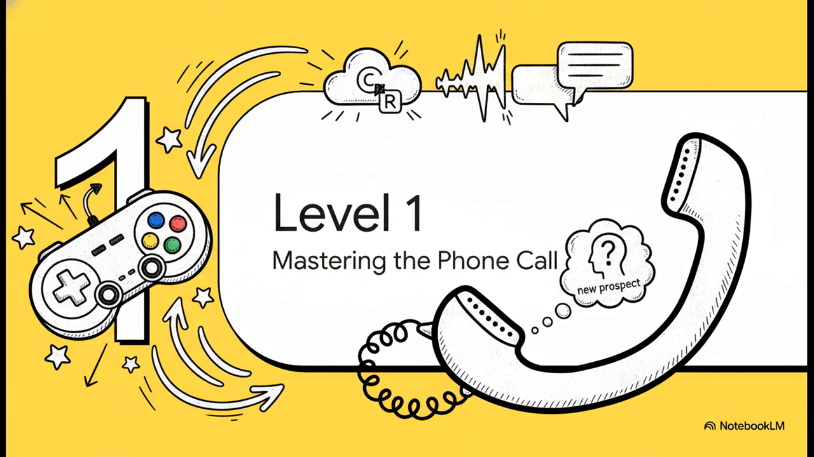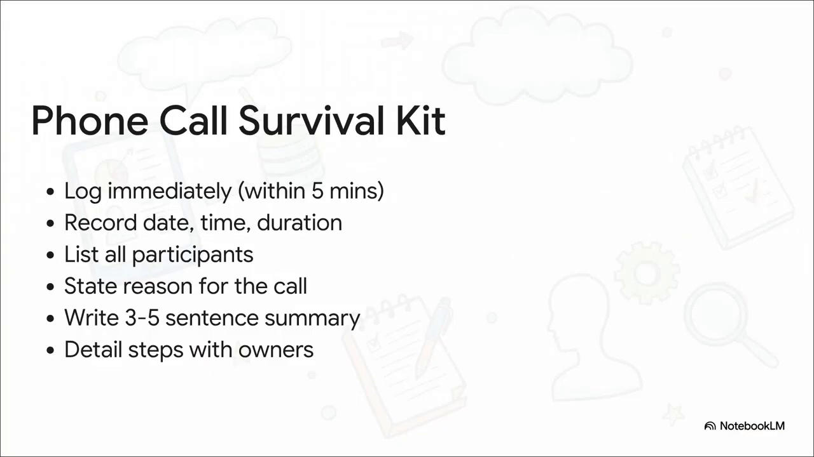Level 1, mastering the phone call. Think back to that call you had with a brand new prospect. Phone calls are incredibly easy to lose to the void. Why? Because nothing is automatically recorded. The only record of what was actually said and agreed upon is the one you create. So your absolute best defense here is speed.